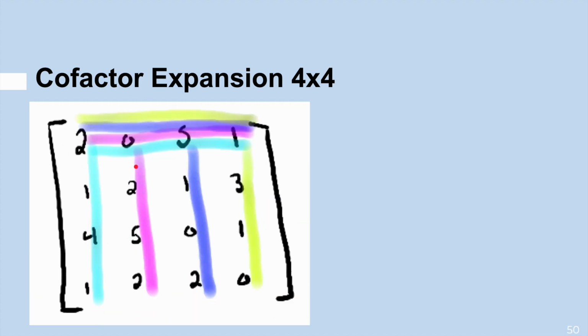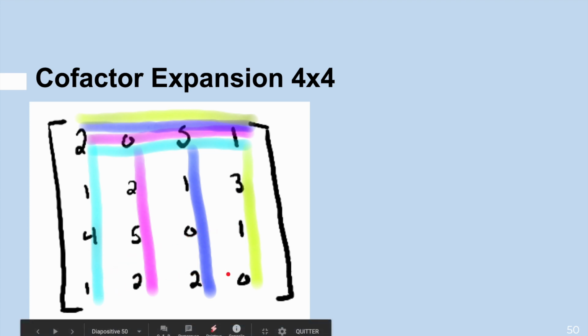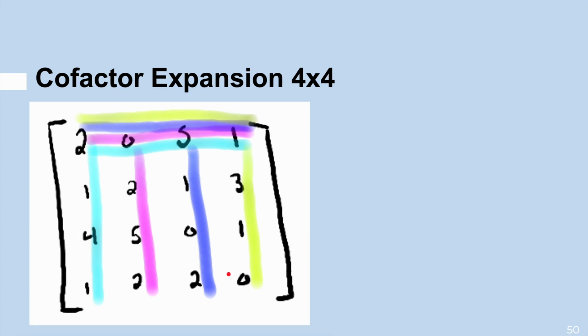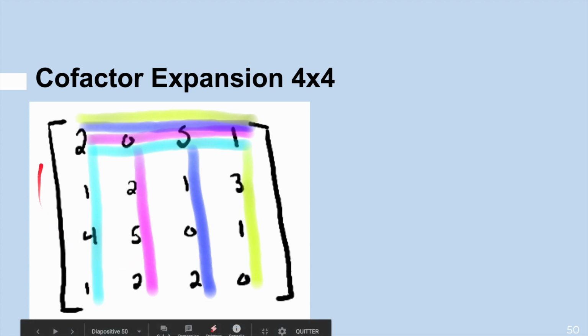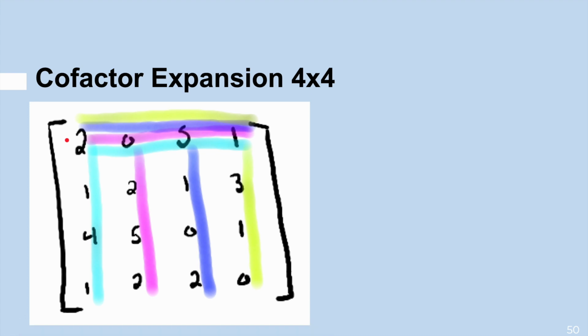So let's do an example. We have this matrix here: 2, 0, 5, 1, 1, 2, 1, 3, 4, 5, 0, 1, 1, 2, 2, 0. If you have one row with a whole bunch of zeros, what you're going to want to do is put that row at the top. Hopefully you'll see why after we do this example.